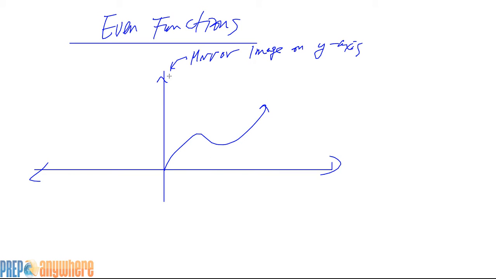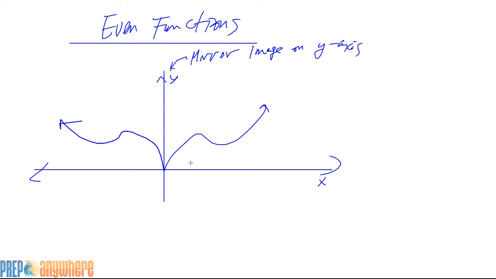on the right side of the y-axis. On the left side, it will look like this too, although I'm not doing a very good job. But it has to be a complete mirror image. So how do you write this algebraically?